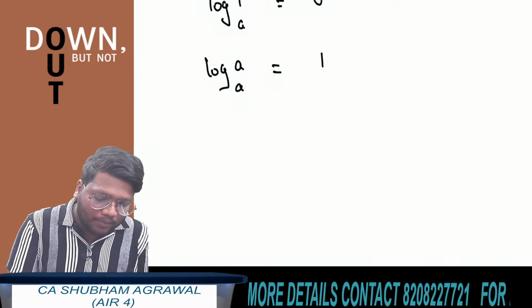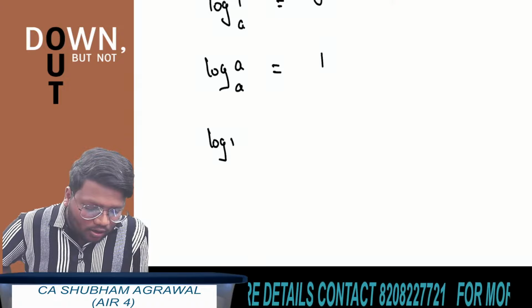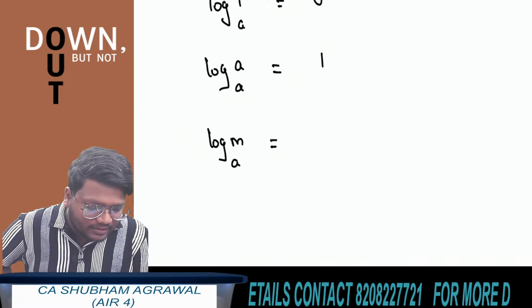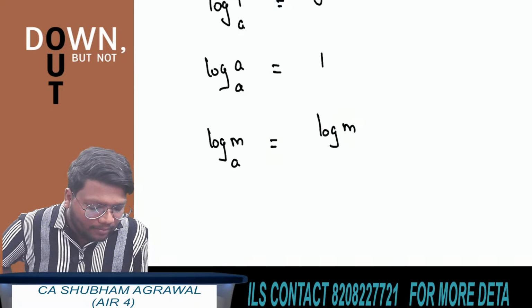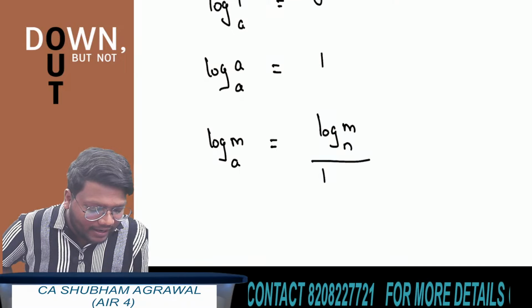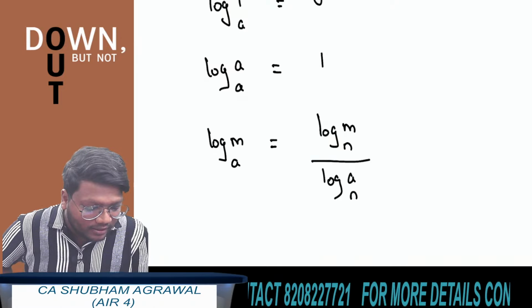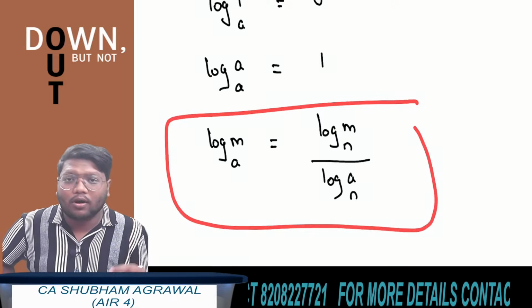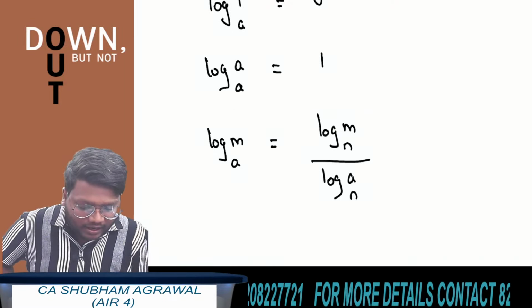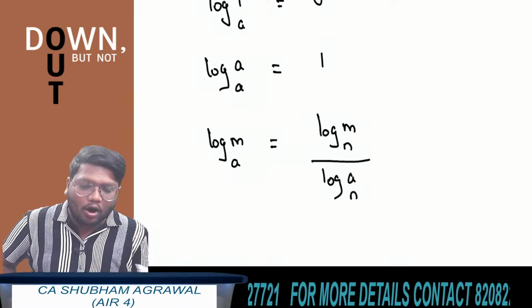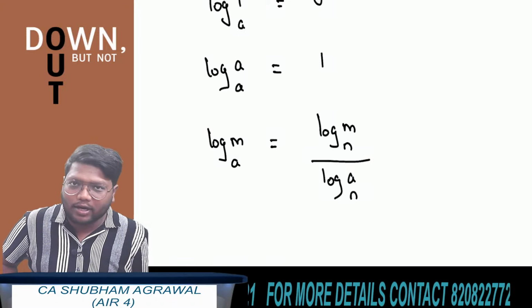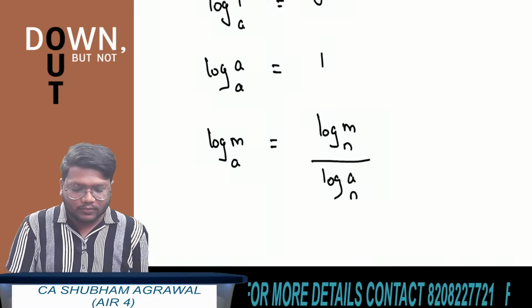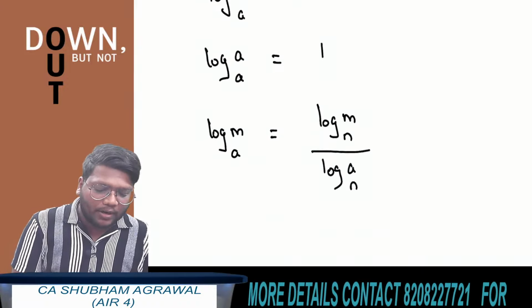And the last property is you can write log m to the base a as log m to the base n divided by log a to the base n. This property of logarithm is called the property of change of base. We can write log m to the base a as log m to the base n divided by log a to the base n. So we have revised all the properties of logarithm.